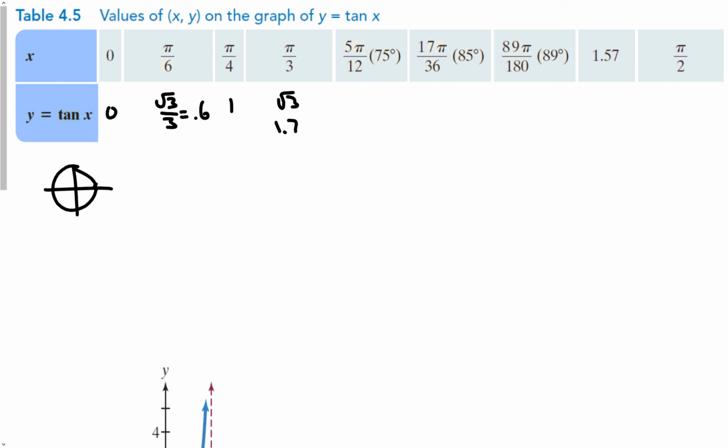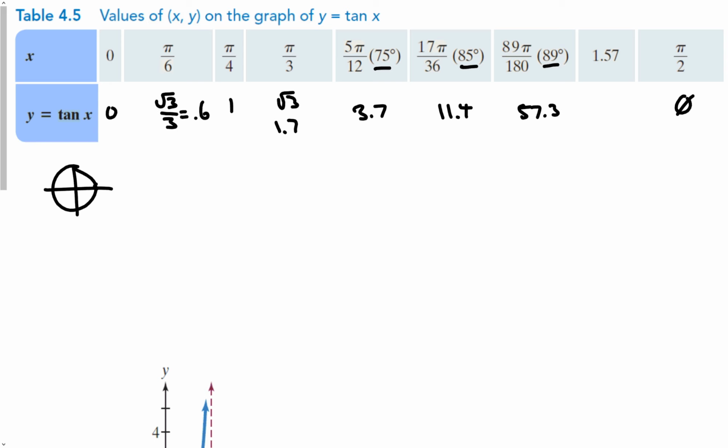Okay, and so now the rest of these are not really angles that we know off the top of our head. So if we use the tangent function of a calculator and we plugged in 75 degrees, we would get that the tangent is about 3.7. And if we plugged in 85 degrees, we would get 11.4. If we plugged in 89 degrees, we would get 57.3. And we know that tangent of pi over 2 is undefined because we just talked about that.